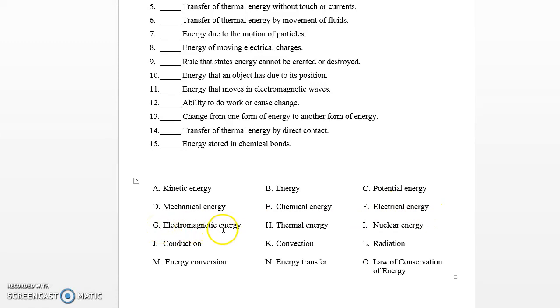G, electromagnetic energy. H, thermal energy. I, nuclear energy. J, conduction. K, convection. L, radiation. M, energy conversion. N, energy transfer. And O, law of conservation of energy.